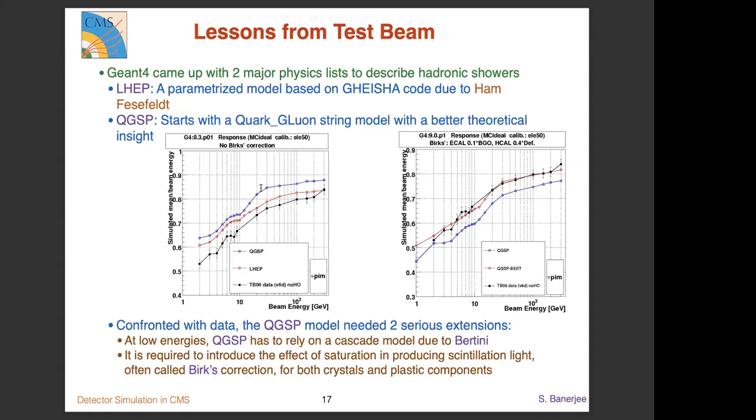That was a model developed during what we call the wartime by nuclear physicists, to describe the low energy nuclear physics inside it. And so this is one of the things which has to be introduced. It is also required to introduce the effect of the saturation in producing scintillation light, often called the Birks correction, for both crystals and plastic components. Now that was a real fight with the ECAL group when we tried to suggest that.